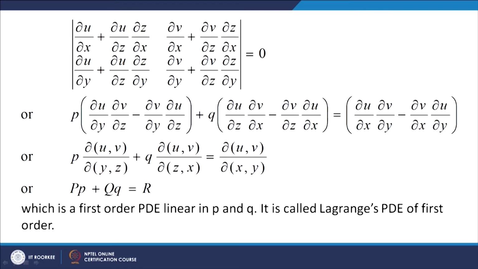p into del(u,b) over del(y,z) plus q del(u,b) over del(z,x) equal to del(u,b) over del(x,y), and if we denote this by P, this by Q and this by R, then we have Pp plus Qq equal to R, which is a first order partial differential equation which is linear in p and q, because p and q occur in the first degree. It is called Lagrange PDE of first order.